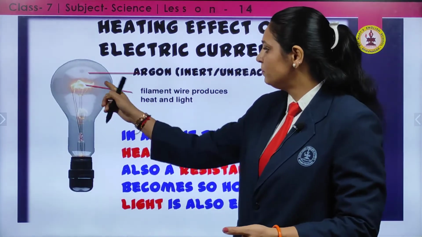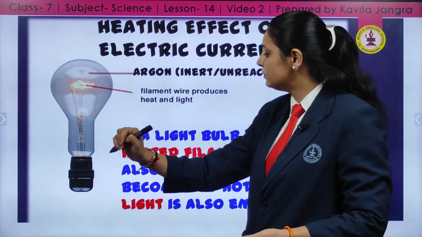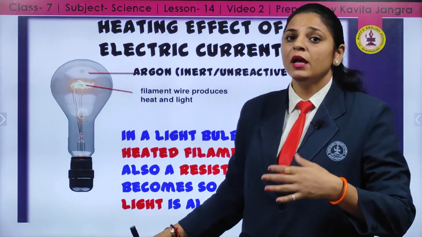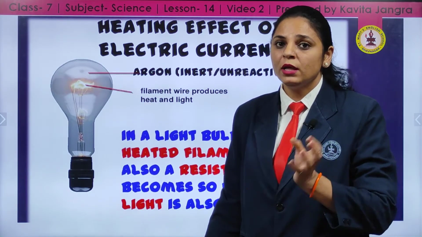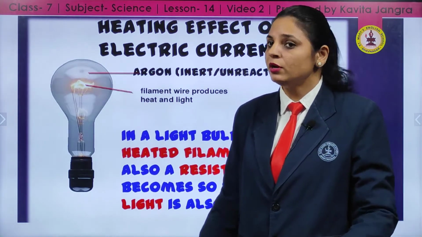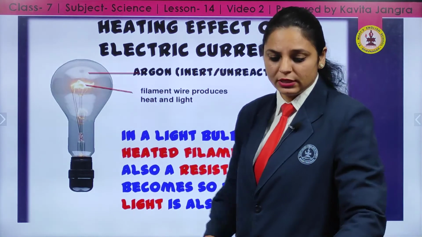In the case of a bulb, this tungsten filament is there. This tungsten filament has high electrical resistance. So that means more current it will consume, the bill will be more, and the heating effect is produced in this case.